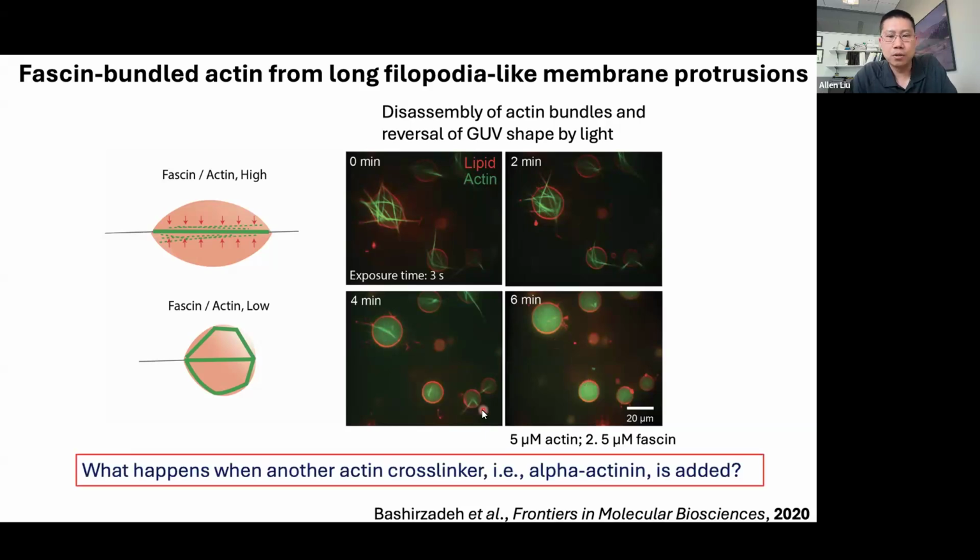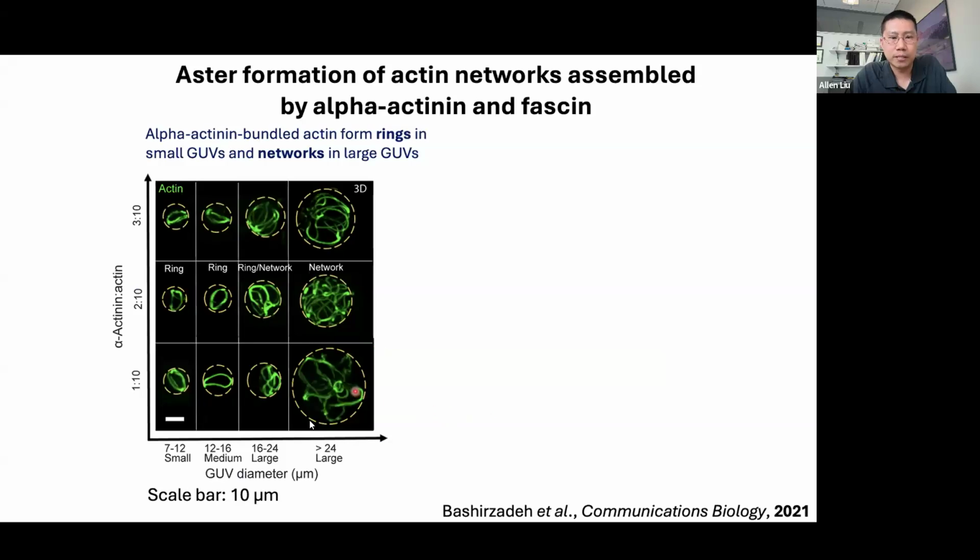So what happens if you include another cross-linker, alpha-actinin? The cytoskeleton can self-assemble on its own with a variety of actin cross-linkers. So if this is alpha-actinin alone without fascin, right? Alpha-actinin is a longer cross-linker and creates these rings when the vesicles are small, and we can tune the ratio of alpha-actinin to actin. As we increase, looking at larger vesicles, you start to see more random networks forming in these vesicles.